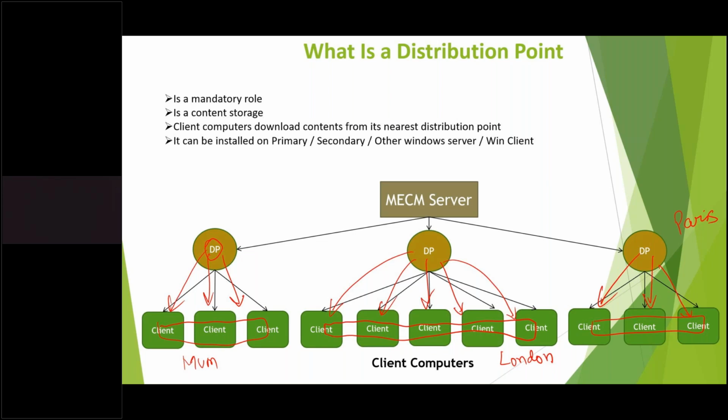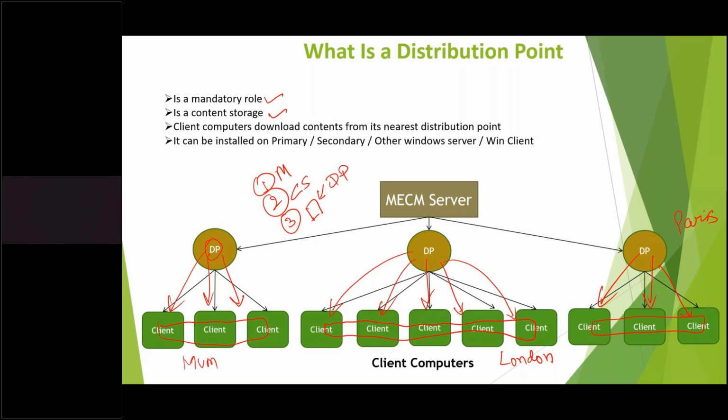So what is a distribution point? It's a mandatory role. Point number one, you can make a note of it. Second point, it's content storage. It will store files. Point number three, the client will download content from here. The client machine, the computer, will download the content from where? From the nearby distribution point.